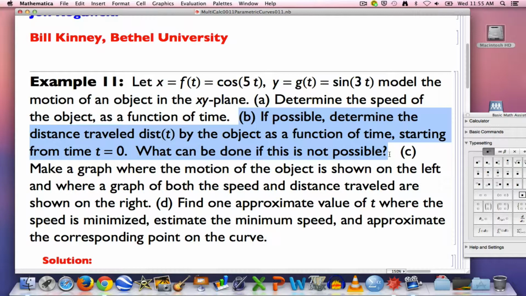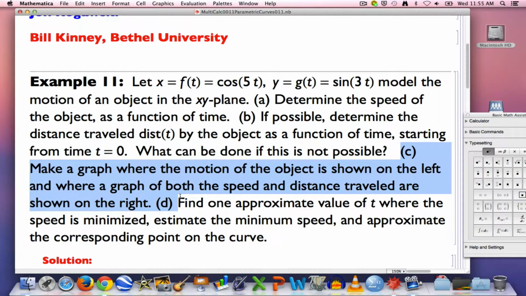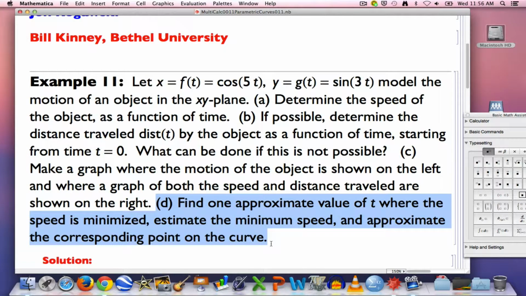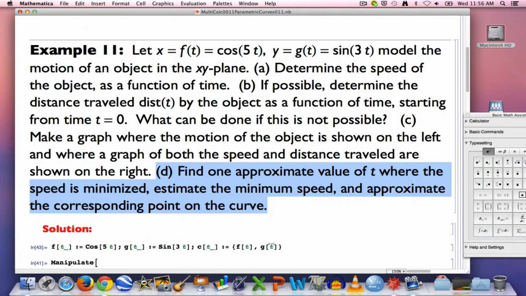Well, that's kind of a leading question. The hint is it's probably not going to be possible. Part C says make a graph where the motion of the object is shown on the left, so we'll see the actual motion, and on the right you're going to see the graph of the speed and the distance traveled. We'll see the relationship between those things as well. And finally, part D, we'll find one approximate value of time, t, where the speed is minimized. We will estimate the minimum speed and approximate the corresponding point on the curve.